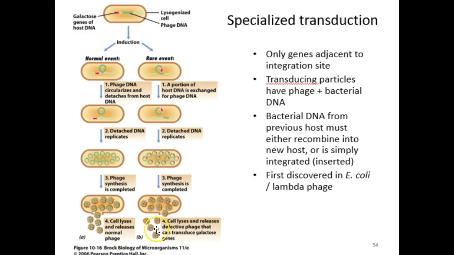Now these can go off, infect new bacterial host cells, and then they can be replicated, and those new bacterial host cells are the recipients of this donor bacterial cell's little galactose gene. Why is this called specialized? Because only genes adjacent or beside the prophage site can go through specialized transduction.